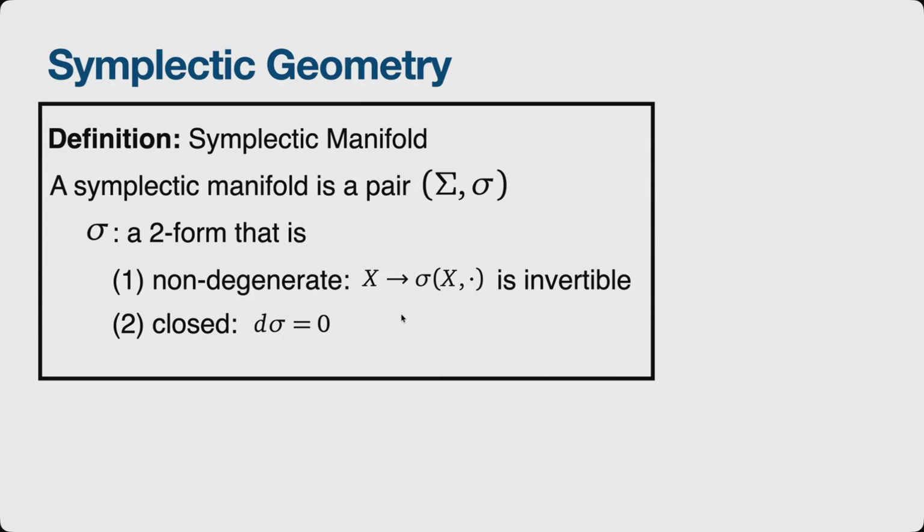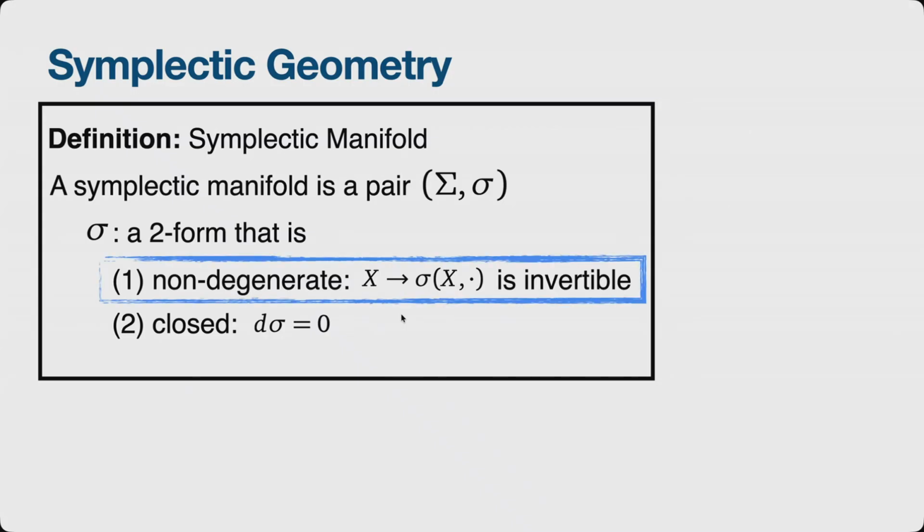And there are two criteria for a two-form to be a symplectic two-form. First, it has to be non-degenerate, and second, it has to be closed. Intuitively, the first criterion, the non-degeneracy, later will let us talk about the Hamiltonian flow. And the second criterion, the closedness, is what makes local canonical coordinates possible.